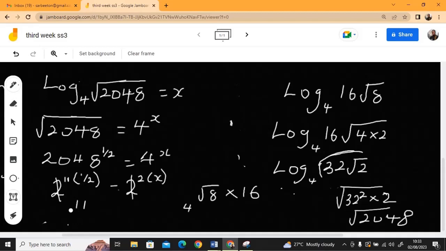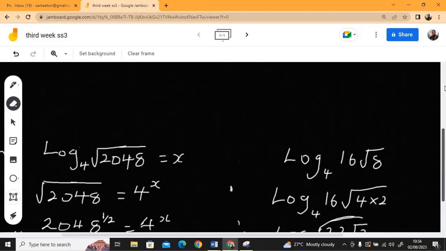11 over 2 equals, there's an equals here, 2 times x, which is 2x, right? Now we are going to divide both sides by 2. Let me clean this one here. Or should I scroll down? No, I think there's no. Let me scroll up so you can see it.